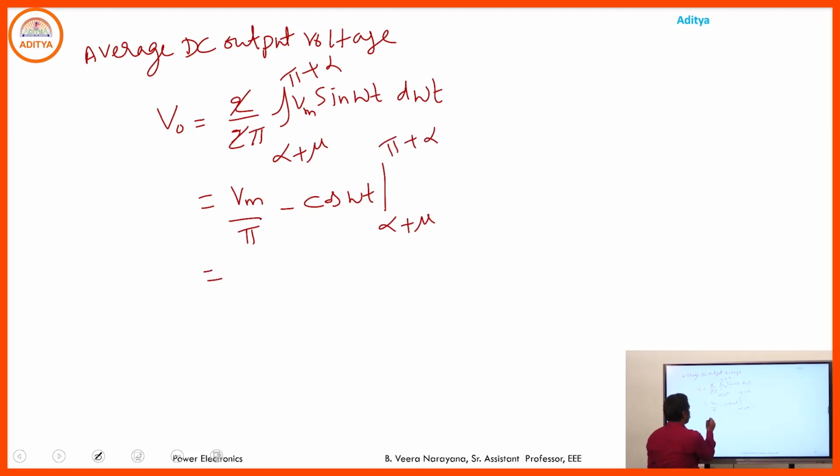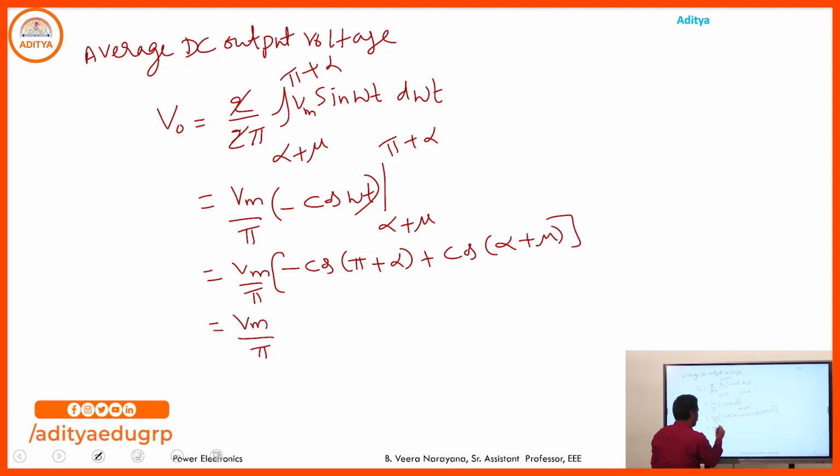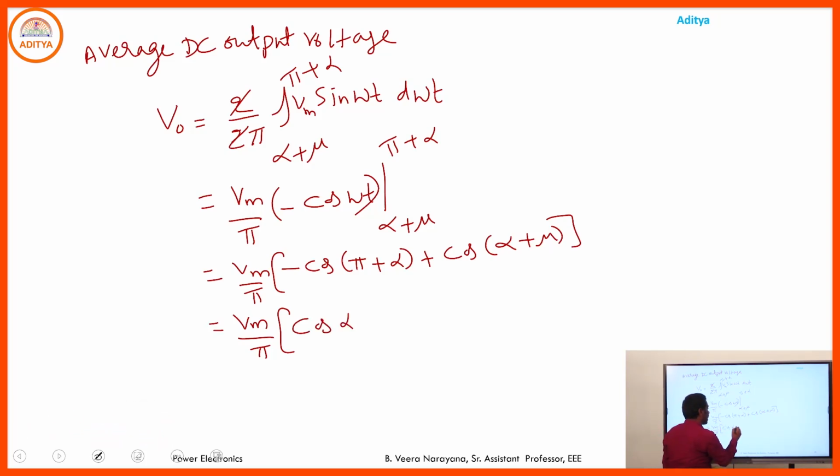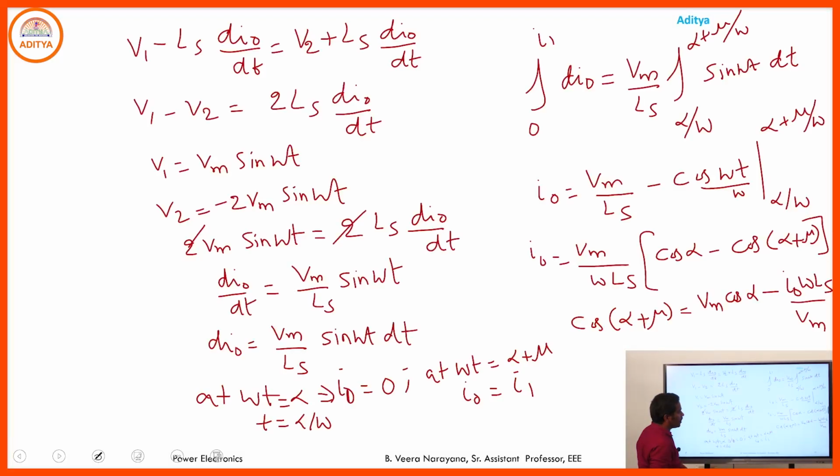So what you will write here? Vm by pi into minus cos pi plus alpha plus cos alpha plus mu. So by simplifying this, Vm by pi, minus cos 180 plus theta is minus cos theta, minus of minus plus cos alpha plus cos alpha plus mu. So V naught is equals to Vm by pi cos alpha plus, what is the cos alpha plus mu here?